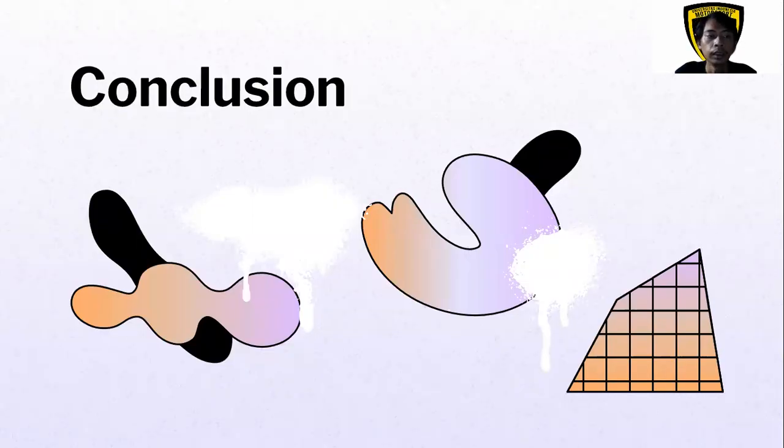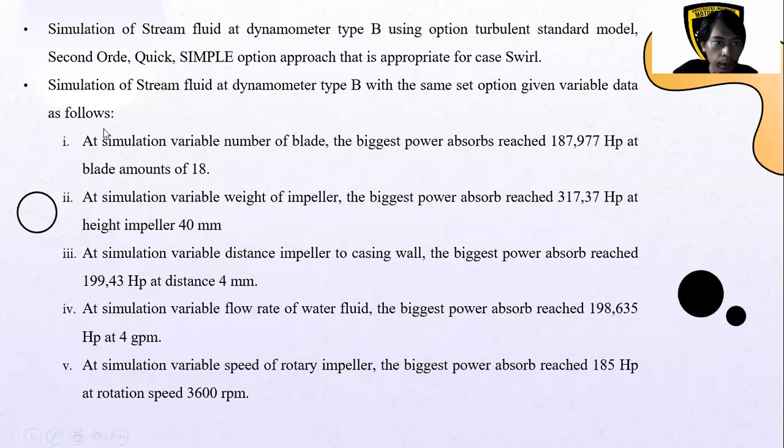And the conclusion about my final project is that the simulation of fluid flow at dynamometer type B using the standard turbulence model option, second order, QUICK, SIMPLE approach is appropriate for this case. Simulation of fluid flow at dynamometer type B with the same set of options gives variable data as follows.